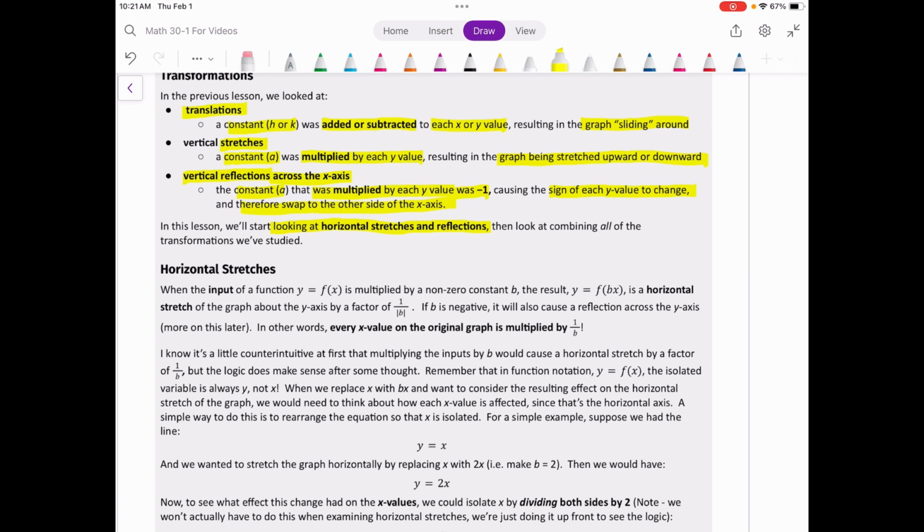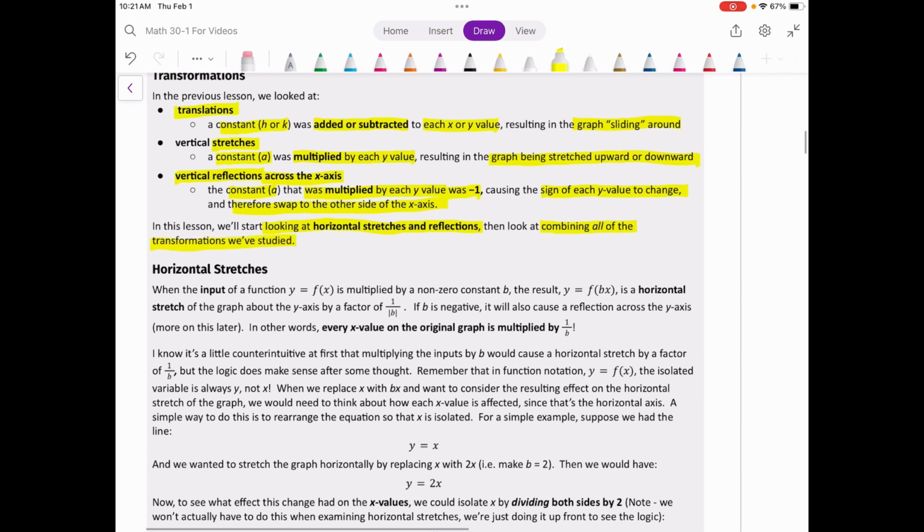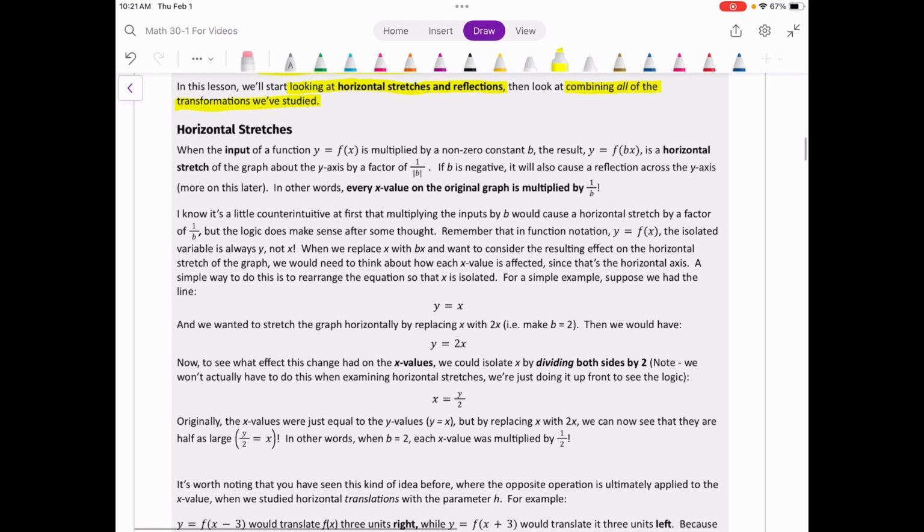You can probably guess if vertical stretches involved multiplying every y value by a constant, a, then horizontal stretches are going to involve multiplying every x value by some constant. And then, as I said, we'll look at combining all of the transformations we've studied so that we're doing potentially many things to the equation or the graph of a function. All right, so jumping into horizontal stretches here, okay?